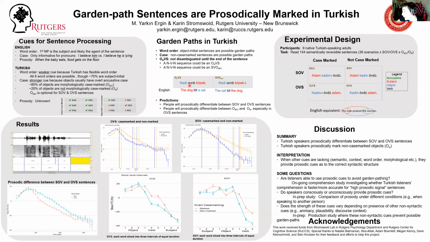But it could also be an SVO sentence where there is an accusative case marker on the object, which you hear at the end. So it would again start with the same thing, cat, and then bite, but it will continue with the dog.